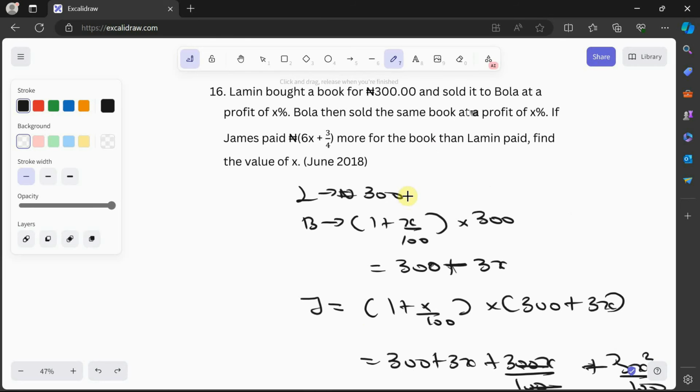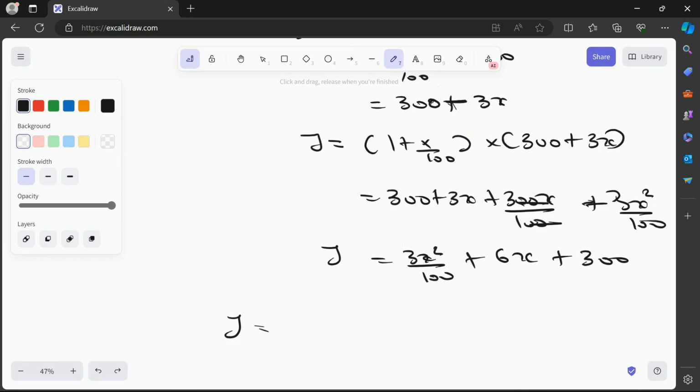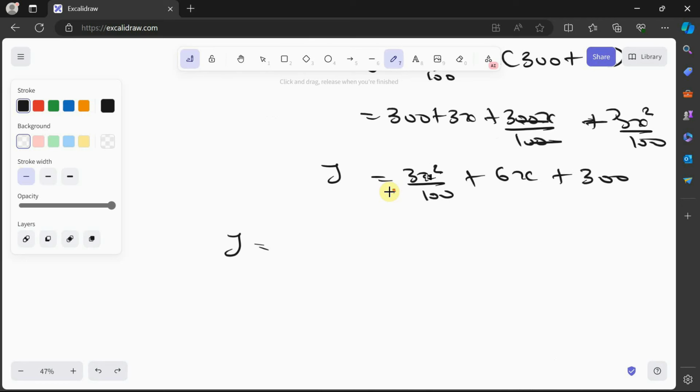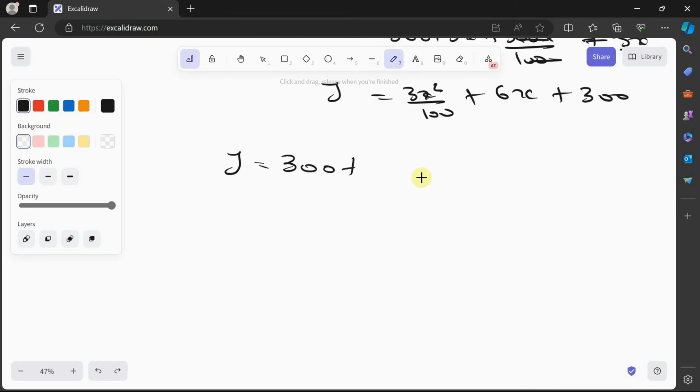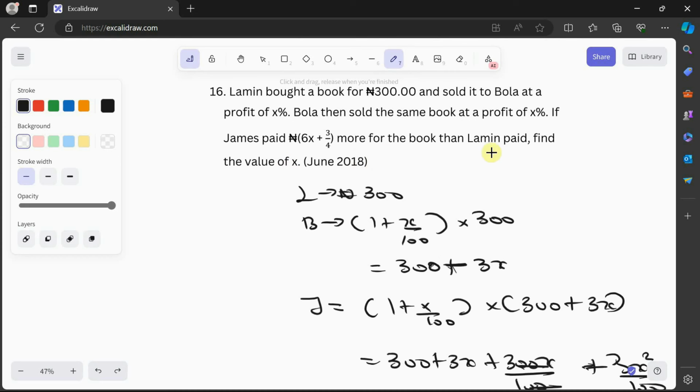It now says that if James paid 6x plus 3 over 4 more for the book than Lamin, how much did Lamin pay for the book? 300. Lamin paid 300 for the book, but James paid how much more? 6x plus 3 over 4. So this plus 6x plus 3 over 4. This is the amount that James paid. It now says find the value of x.